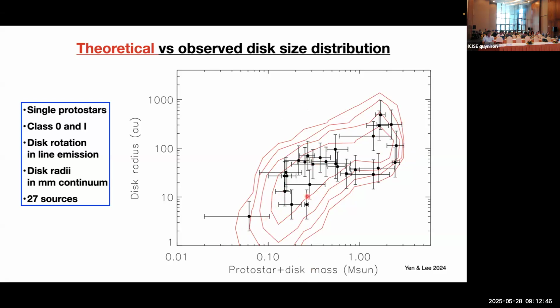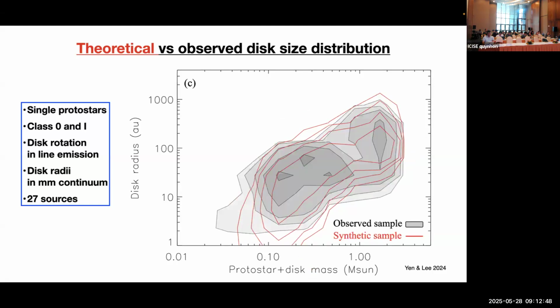So we can convert these data points to a similar probability distribution. The gray contour shows our observation, and red shows our expectation from the model with dominant ambipolar diffusion. And you can see the two match pretty well. So in our paper published last year, we demonstrate that with the model incorporating efficient ambipolar diffusion, we indeed can explain the observed disk properties as a sample.